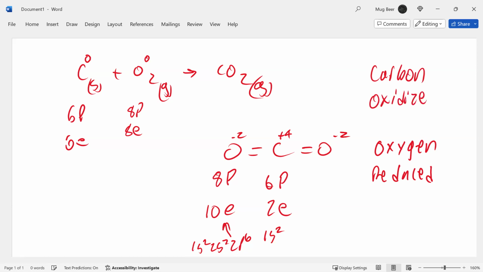The carbon was oxidized. Why? Because it lost electrons. So if you lose electrons, you are oxidized. If you gain electrons, you are reduced.